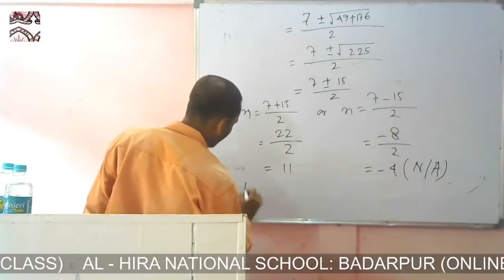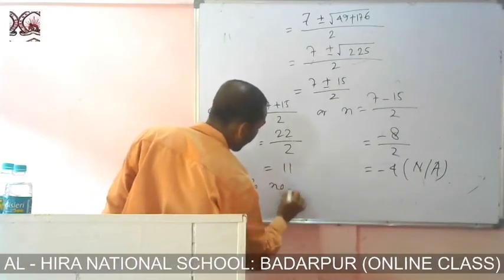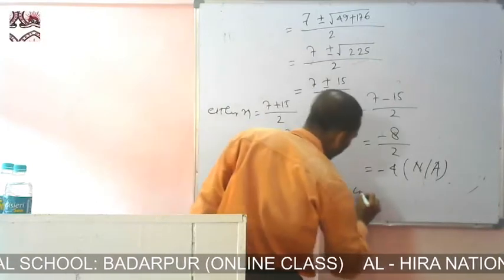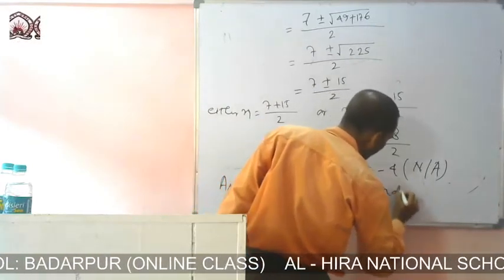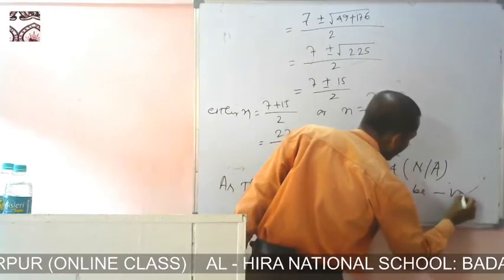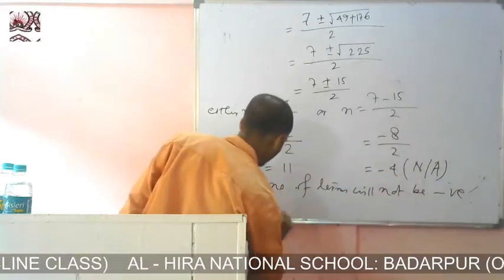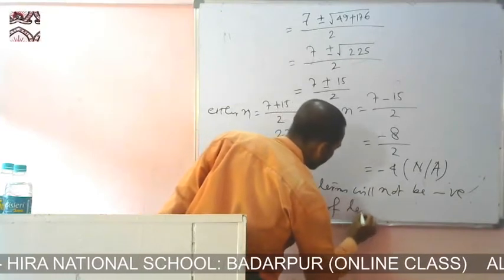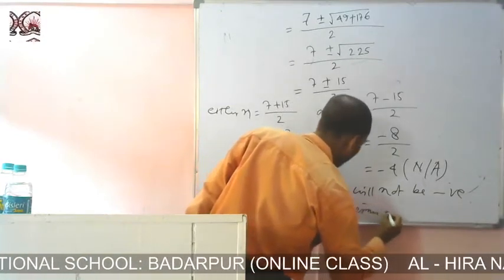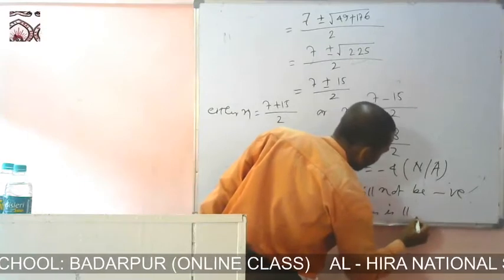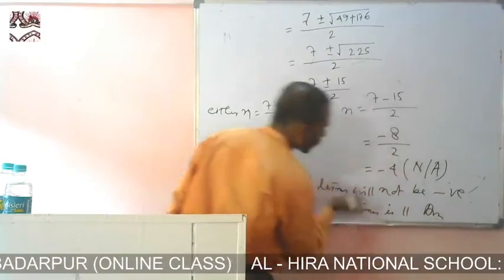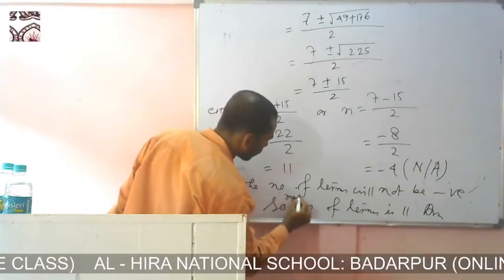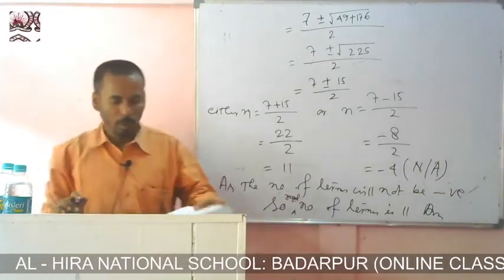Minus 4 is not applicable as the number of terms will not be negative. So the number of terms is 11. Answer. Required number of terms is 11.